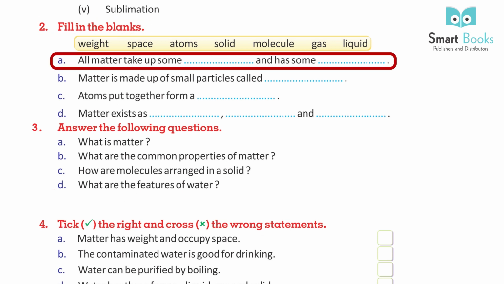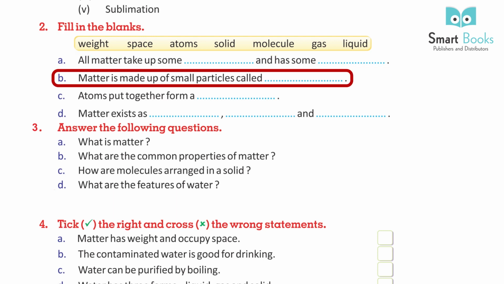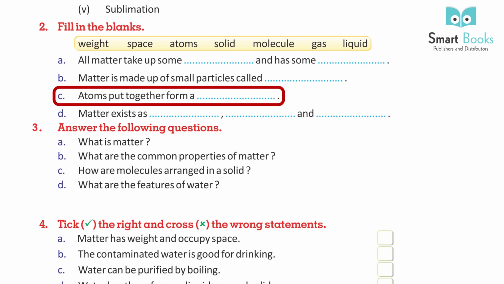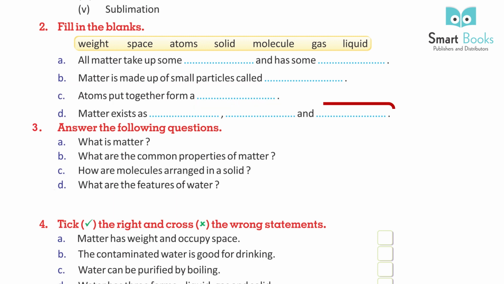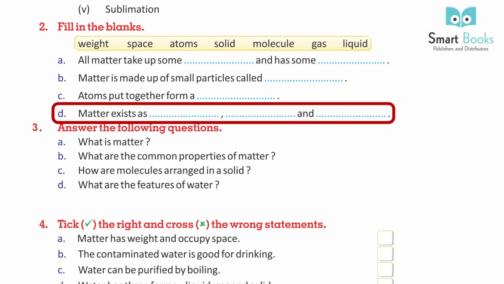All matter takes up some ___ and has some ___. B. Matter is made up of small particles called ___. C. Atoms put together form a ___. D. Matter exists as ___, ___ and ___.